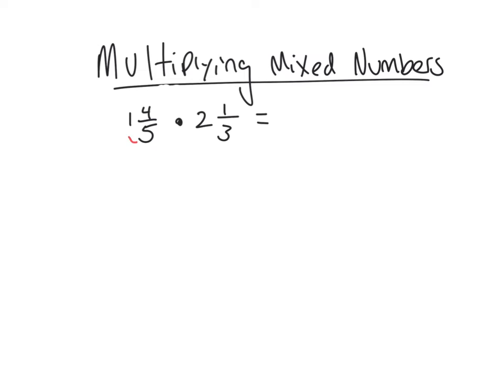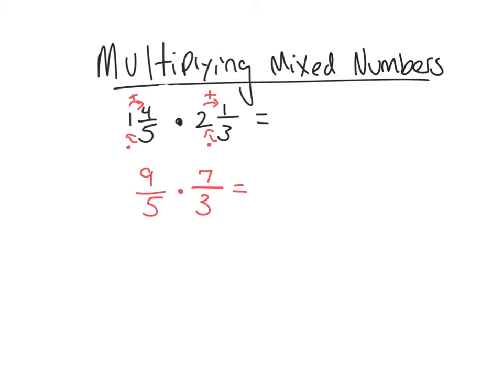We do 5 times 1 plus 4. Okay, so our fraction form of this first one would be 9/5 because we keep the denominator the same. So 5 times 1 is 5, plus 4 is 9. So we have 9/5 times, and then we do the same thing to the other mixed number. 3 times 2 is 6, plus 1 is 7. I keep the denominator the same. Now I have two fractions, and we already know how to multiply two fractions.